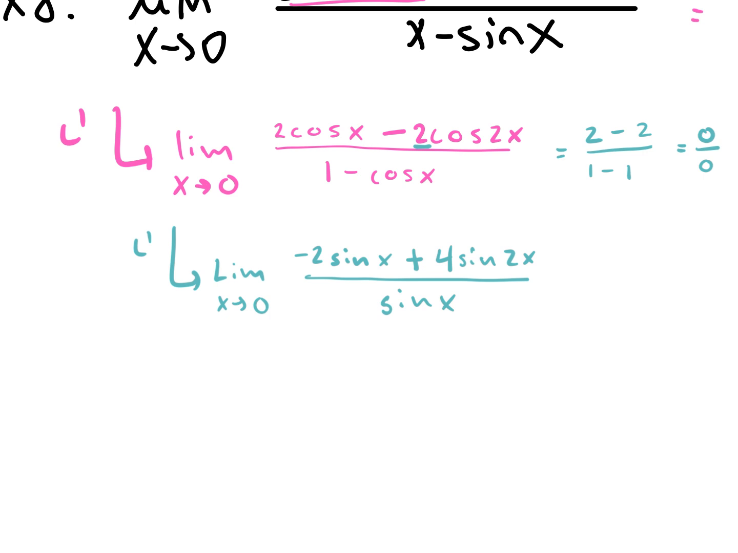Let's plug in 0 now. What is the sine of 0? 0, so that would give us 0 plus 0 up top, and the sine of 0 would be 0 on the bottom. So again, we get 0 over 0. What does that mean? Do it again. So the limit as x approaches 0.